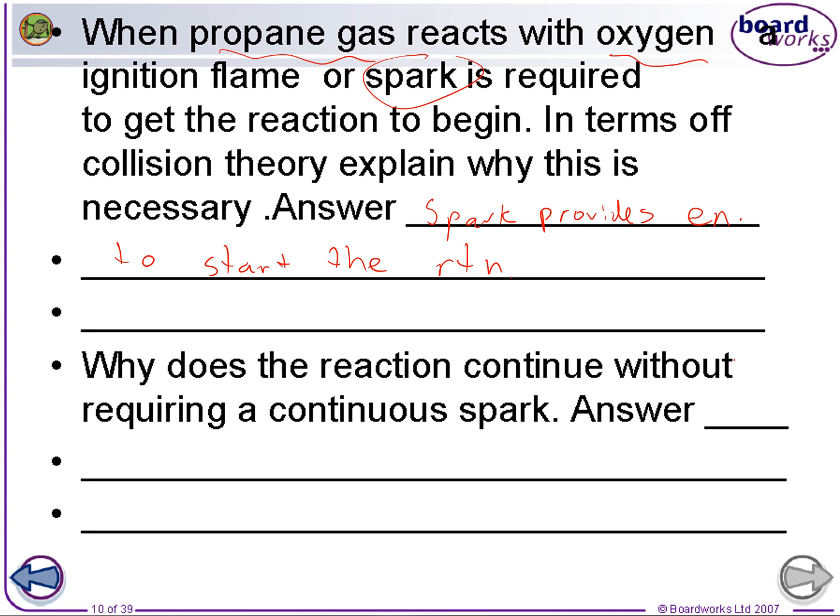Okay, so the next question, why does the reaction continue without requiring a continuous spark? It's because the reaction releases energy, and as it releases energy, this helps the next molecule next to it have enough energy to ignite with the oxygen and so on. So the reaction releases energy to keep itself going, and allow all the particles to react.